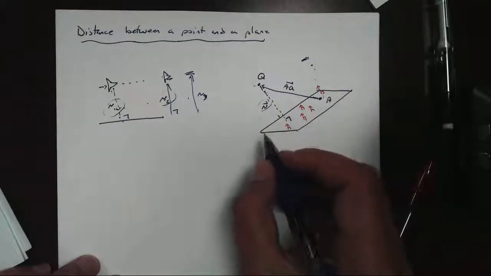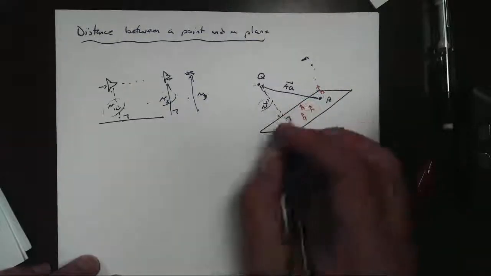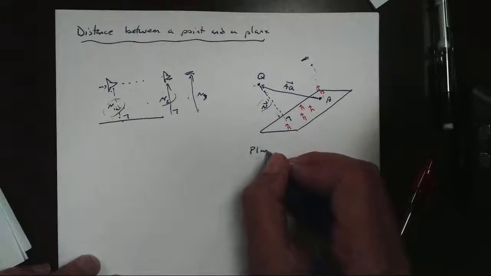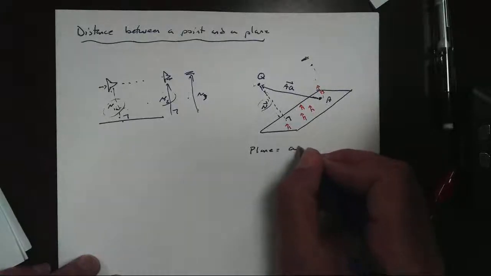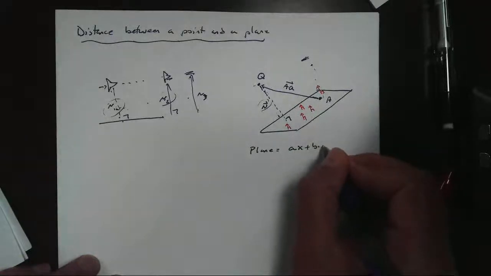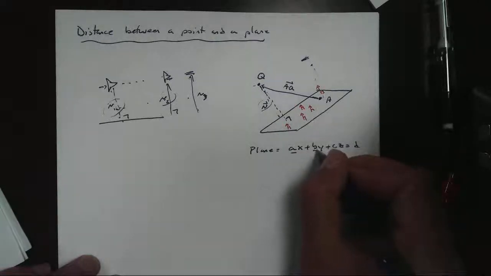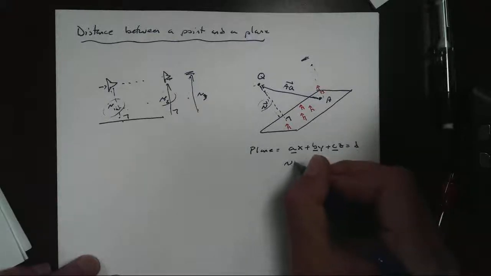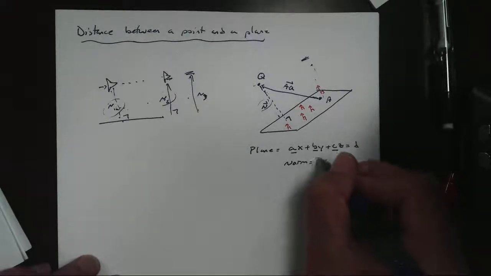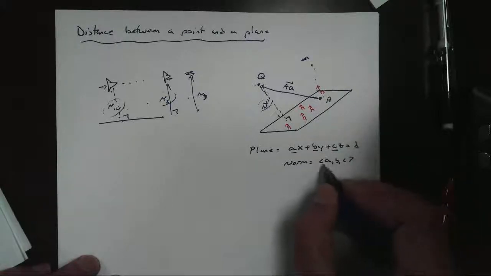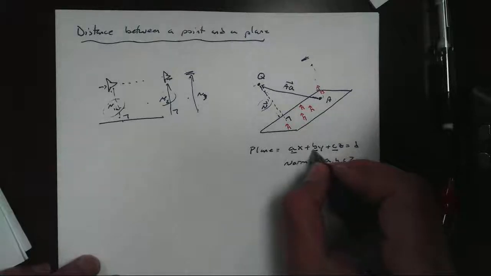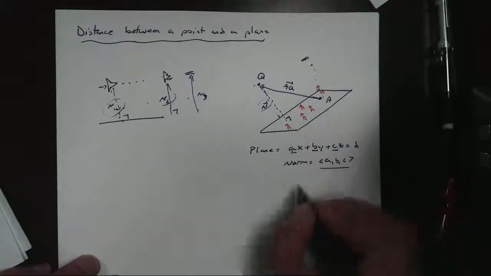And we're in luck because remember, if we have a plane, the equation of our plane is going to be like ax plus by plus cz equals some d. We can get the norm by looking at the coefficients of our plane. So the norm vector is going to be the same as the coefficients of our plane.